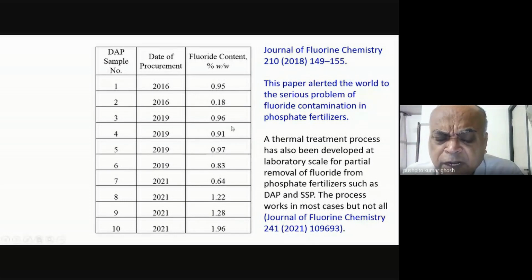All the fertilizers don't seem to work, but the majority do, where you can thermally treat it, like in a rotary calciner, which would be an ideal way to do it. And while it's in the solid state itself, you can remove the fluoride. So this is an important development. It's just been published this year, but it's very important that we don't just throw up our hands and say, what can we do? Since we are importing so much fertilizer and you have no control, you have to do it in India. You must take care of it.